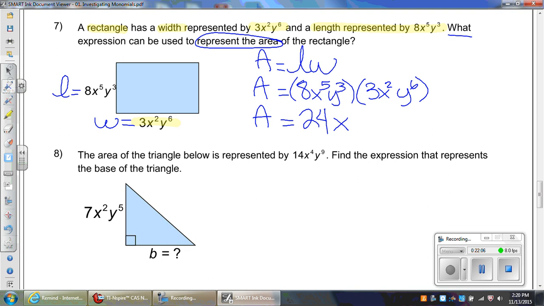No. You add them. Seems like you guys need to review your notes. And now for y, how many y's will we have? 3 and 6? 9. So you add the exponents. Multiply the coefficients, add the exponents.